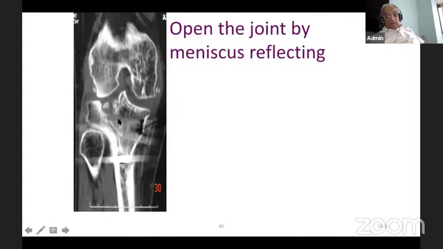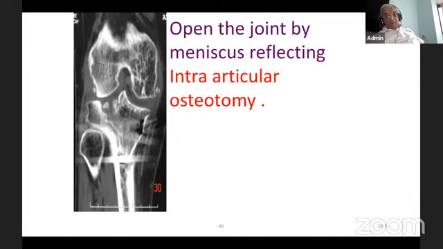Here it is, how you can see it very well. Open the joint by a meniscus reflecting intra-articular osteotomy. This is the osteotomy, you do this. Once you've done this osteotomy, this has to be a fairly big bone which has to be kept in order to really compress the fracture.